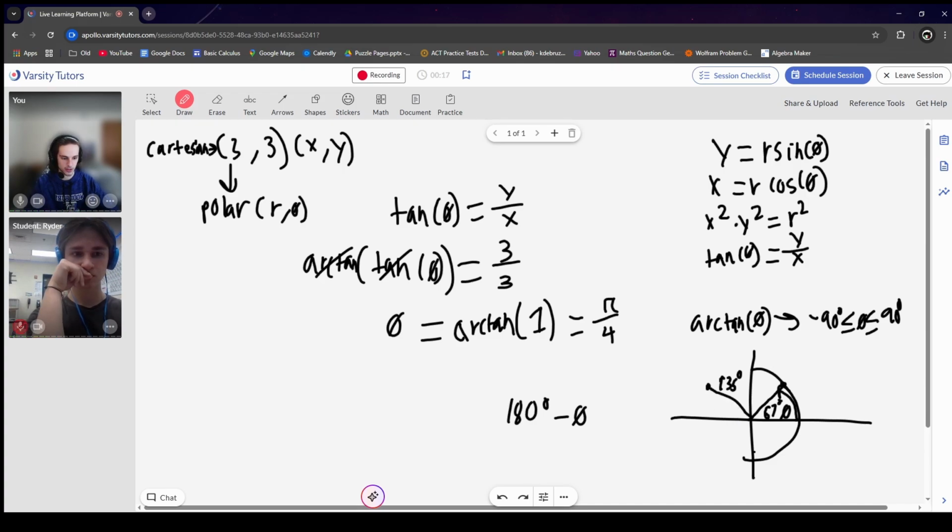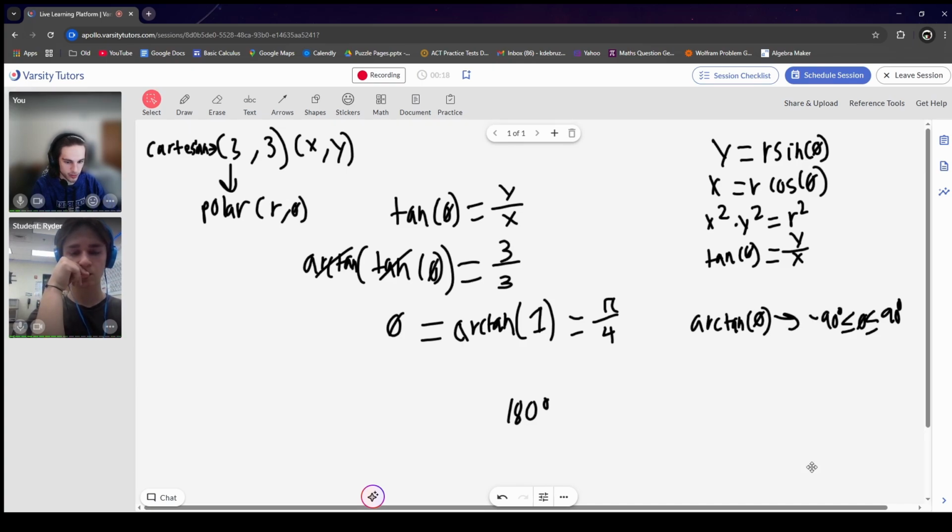Also, I don't think I chose the right angle here. I don't think that's 135. I did 3 pi over 4, and whatever that number is. But we are in the right quadrant, because we're in quadrant 1 here. All right, so we have our theta. Now we need to find our r.